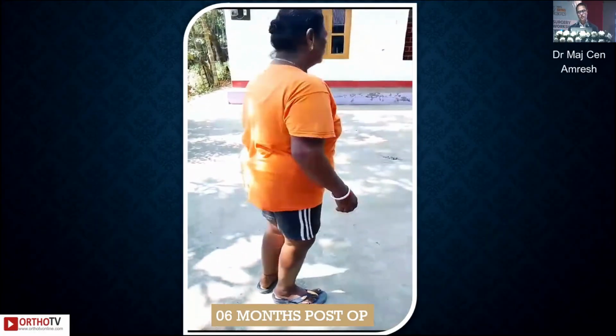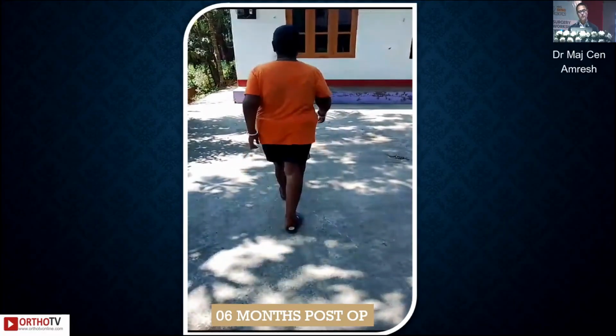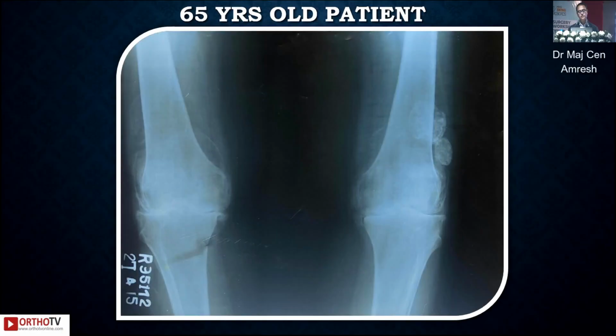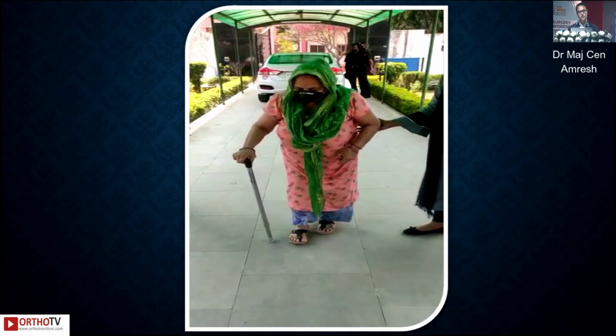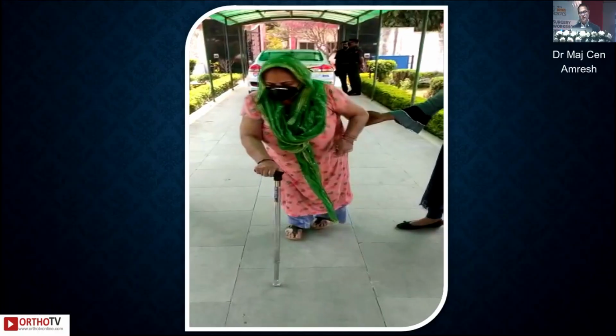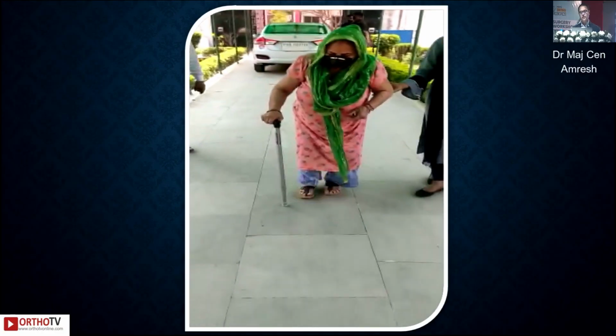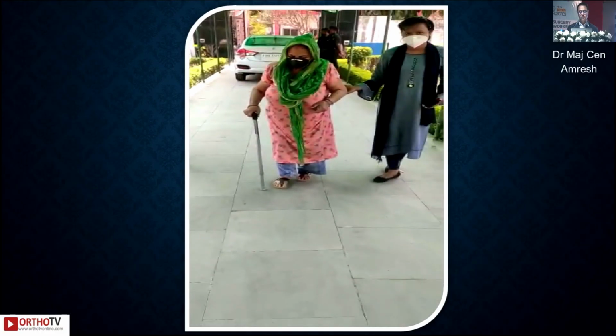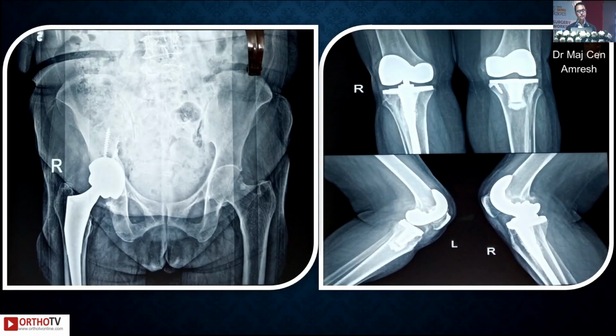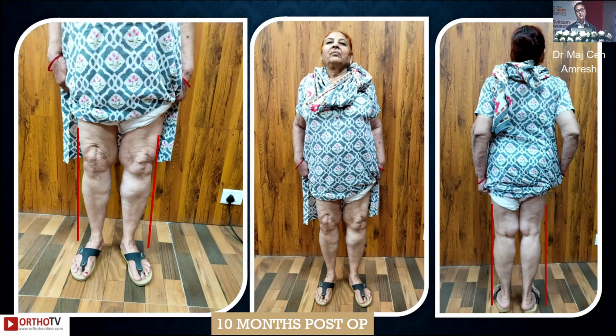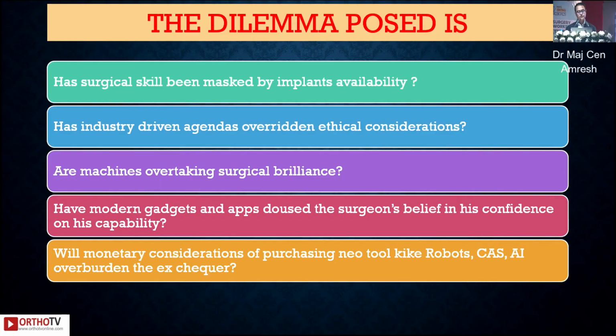Six months later, she sends me this video. She belongs to the Northeast. She sends me this video from her house. This is yet another patient. The first time when I met her, she came with her husband on a motorcycle, and this is the way she walked into the office. She had already undergone a total hip replacement, so we did a bilateral knee replacement. In this case, we did use constrained implants.